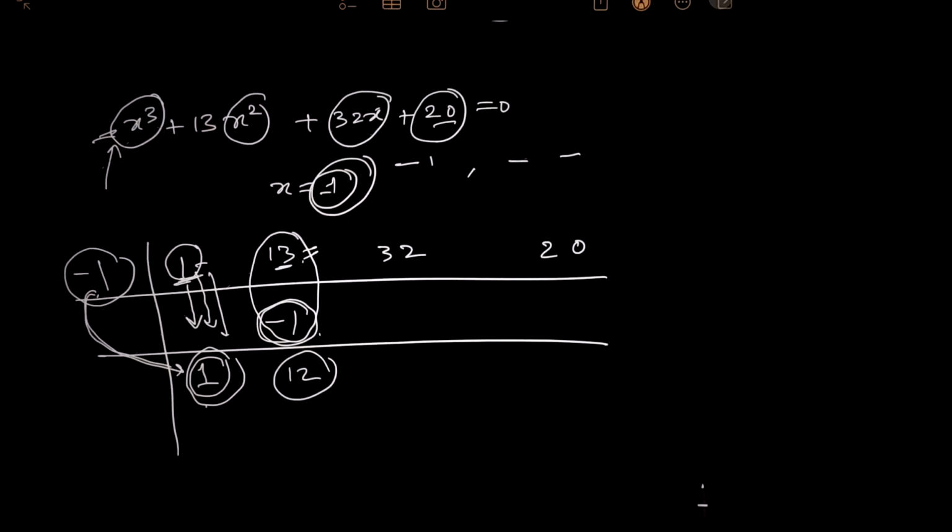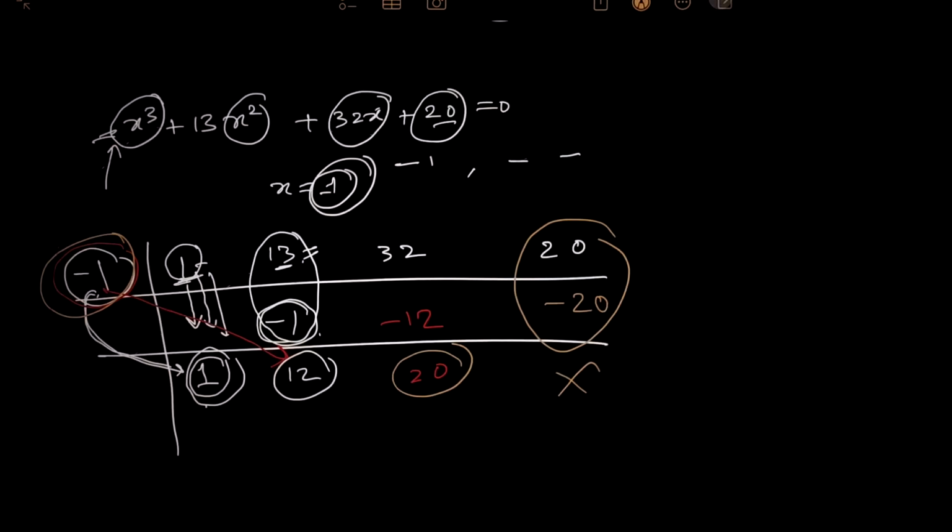It will become 12. Then again, this minus 1 you multiply with this 12, so it will become minus 12. So the algebraic sum will become 20. Then again, this minus 1 you multiply with this 20, so it will become minus 20. So this answer will become 0. And this answer has to become 0 in all the questions.